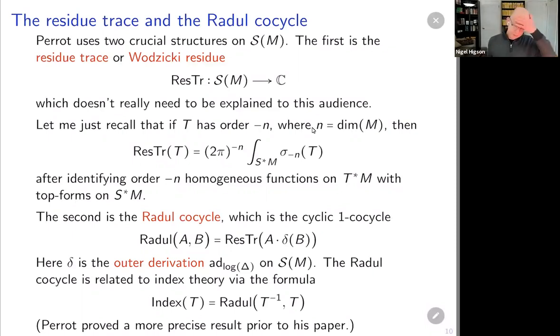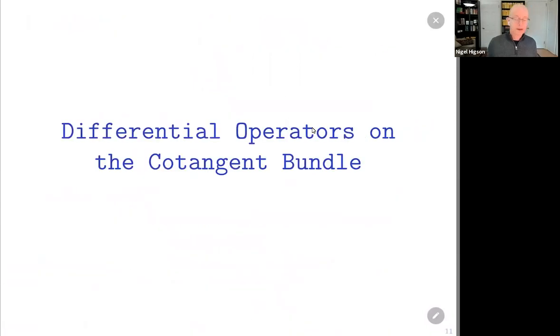And the second thing that Denis uses is the so-called radial cocycle, which I mentioned before. It's a cyclic 1-cocycle, which is built out of the trace and the derivation, which preserves the trace. And the derivation, it's not so important what it is. It's an outer derivation. And the key fact, which is important, is that the radial cocycle is intimately related to analytic index theory. If you know the radial cocycle, then you know the Fredholm index. Okay, this is work that Denis did prior to the work that I'm describing today. All right. So let's try and build some algebras of infinite order differential operators.